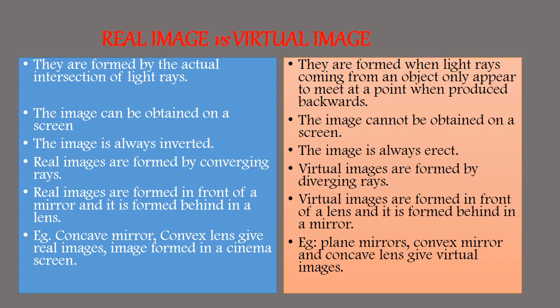Examples of real images: concave mirrors and convex lenses give real images. The image formed on a cinema screen is also a real image. Examples of virtual images: plane mirrors, convex mirrors and concave lenses give virtual images.